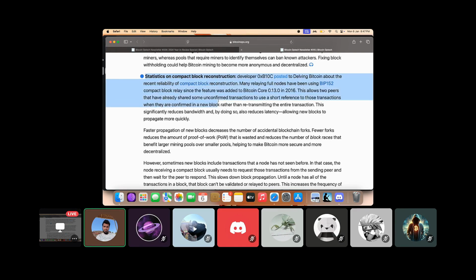Statistics on compact block reconstruction. Developer B10C posted to Delving Bitcoin about the recent reliability of compact block reconstruction. Many relaying full nodes have been using BIP152 compact block relay since the feature was added to Bitcoin Core 0.13.0 in 2016. This allows two peers that have already shared some unconfirmed transactions to use a short reference to those transactions when they are confirmed in the new block rather than retransmitting the entire transaction. This significantly reduces bandwidth and by doing so also reduces latency, allowing new blocks to propagate more quickly.